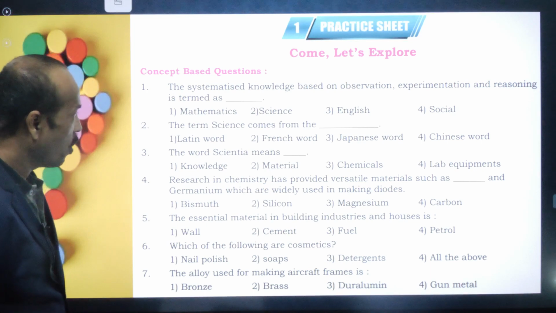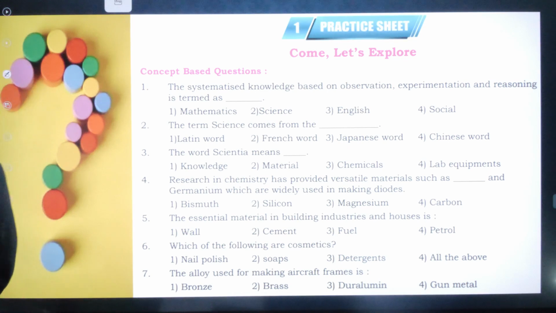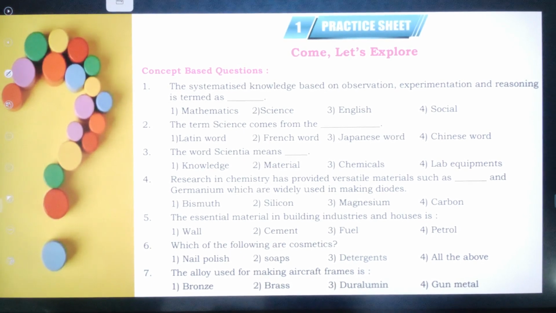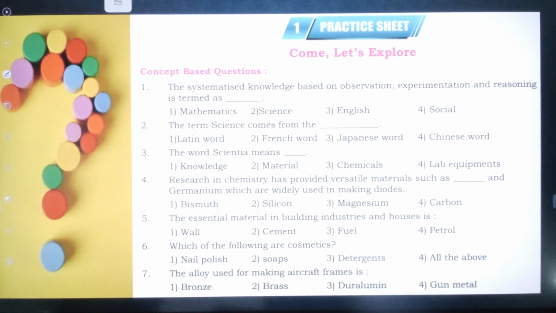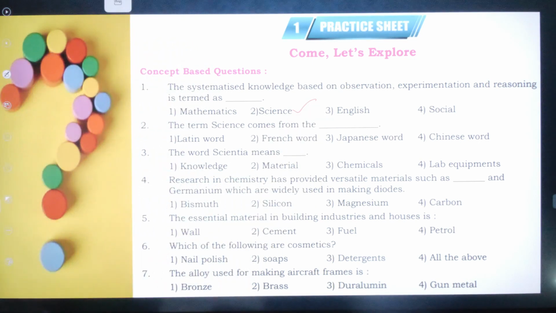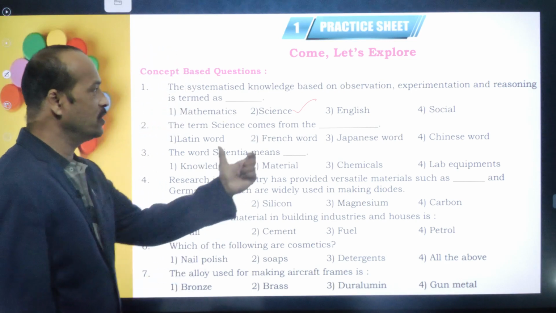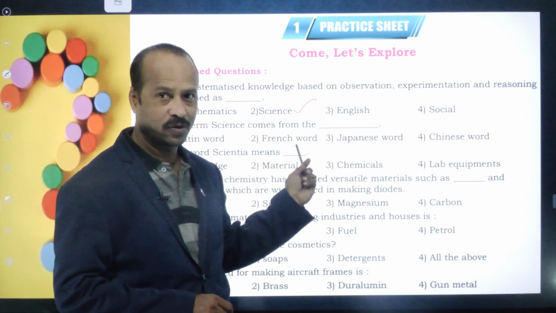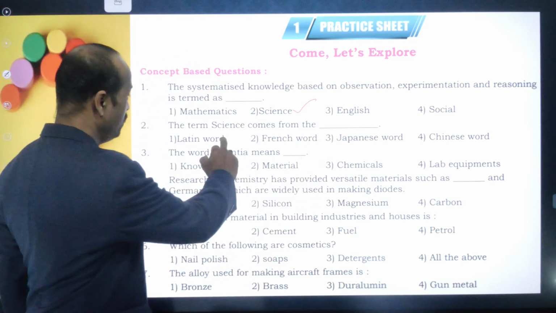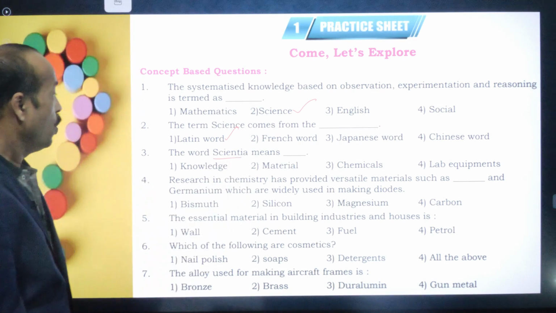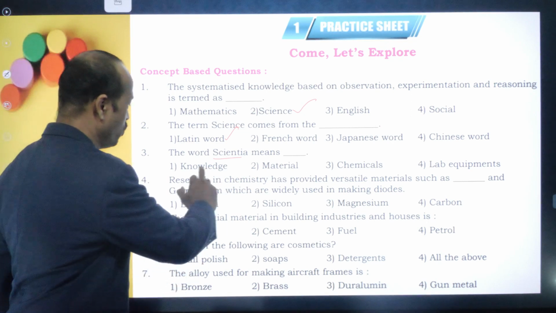The systematic knowledge based on observation, experimentation and reasoning is termed as what? See the options: mathematics, science, English, social. The answer is science. Very good. The term science comes from the Latin word, French word, Japanese word or Chinese word? It is taken from the Latin word. What is the Latin word? Scientia. What is the meaning of Scientia? Knowledge. Very good, your answer is right.